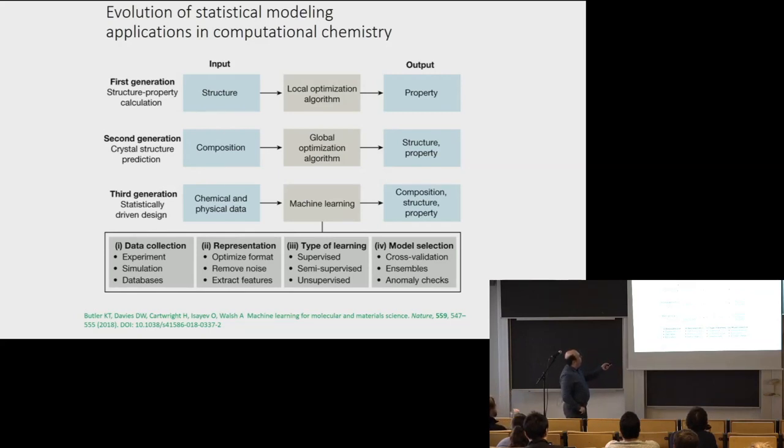And you can think about the third generation, statistically driven design, where given some kind of data, which can be literature, text, wherever, we can use machine learning to predict composition, structure, and properties. In the paper, we also covered different methods and approaches to this problem.